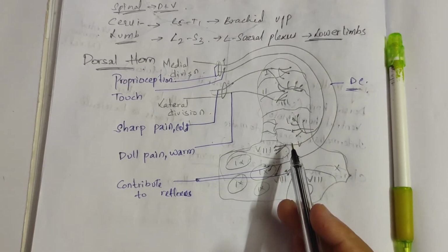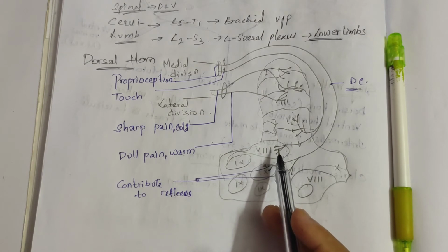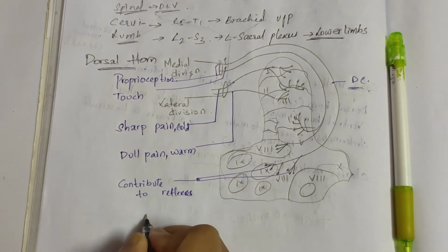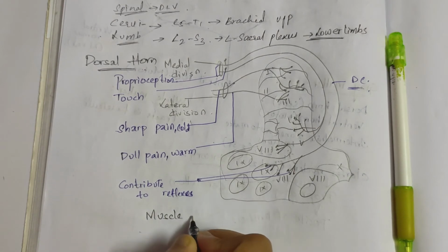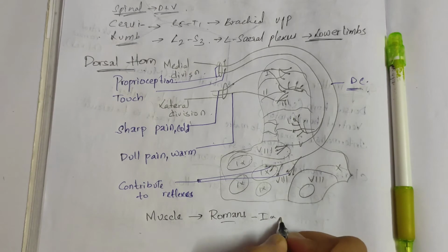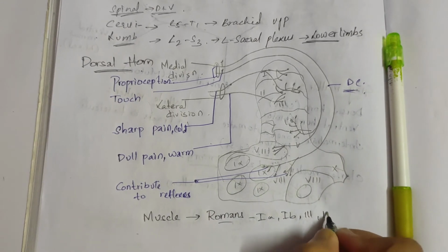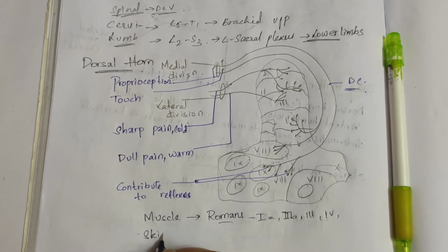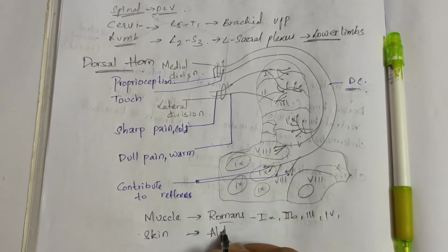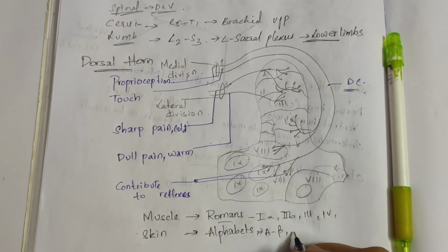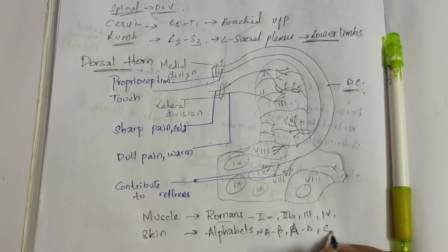Basically these can be divided into two types. The first one is the neurons which enter the muscle, which are denoted by Roman numerals, like 1A, 1B, 2, 3, 4. The neurons which enter the skin or cutaneous regions are denoted by letters, like A beta, A delta, and C, in this way.